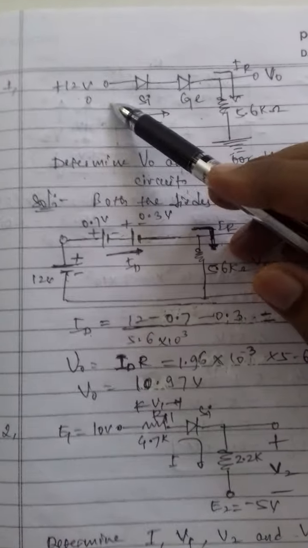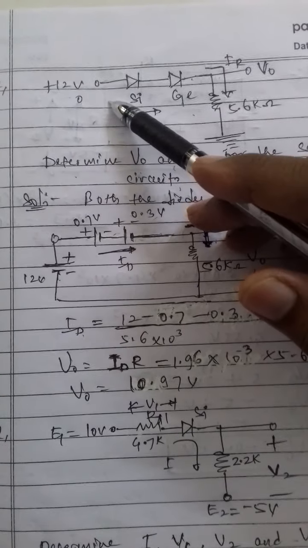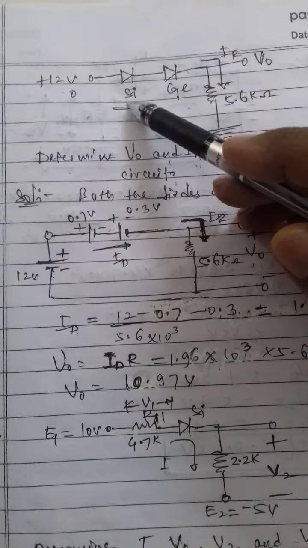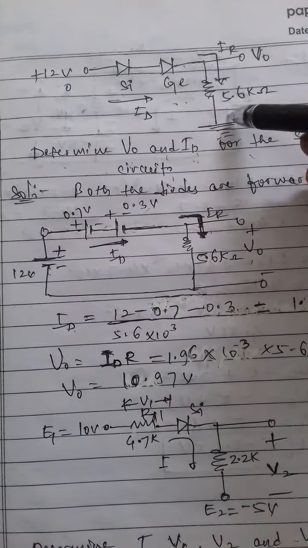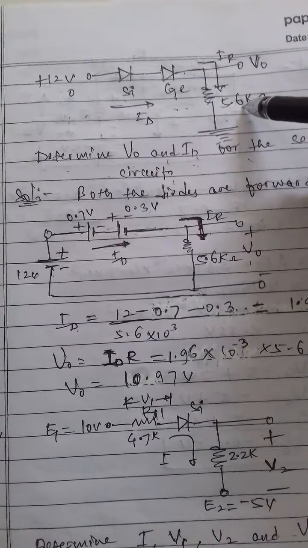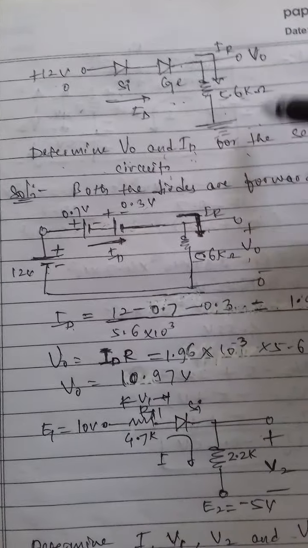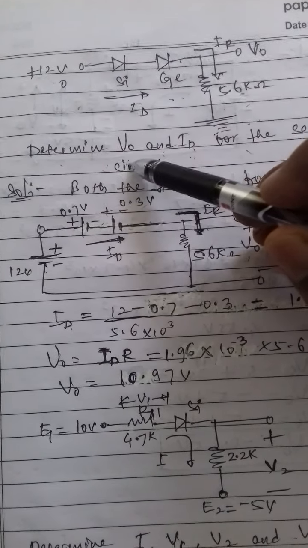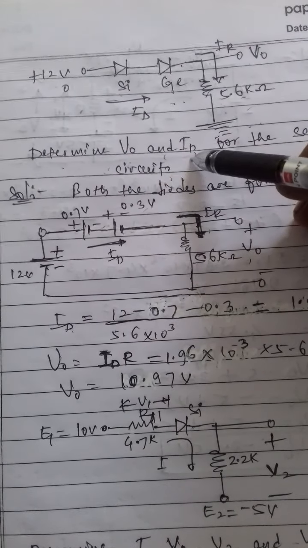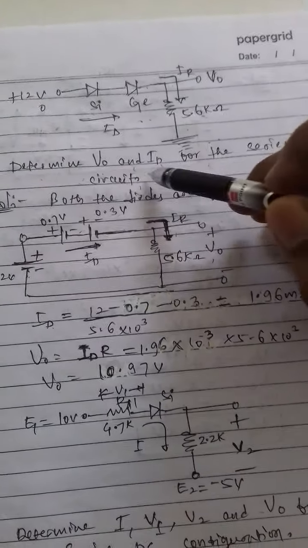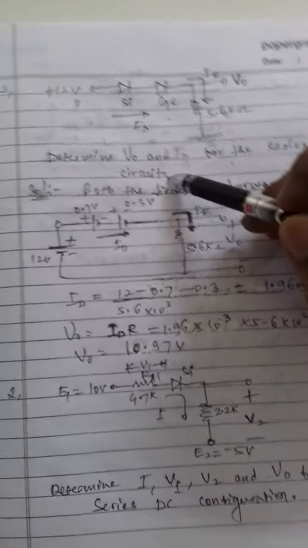Now we shall consider the numericals. A positive voltage, a silicon diode, a germanium diode, and a 5.6 kilo ohm load resistance, across which the output is taken. Here determine the output voltage and the diode current ID for the series connection of the diodes.